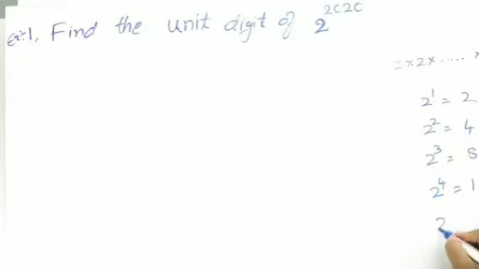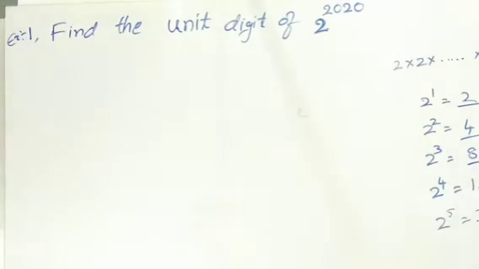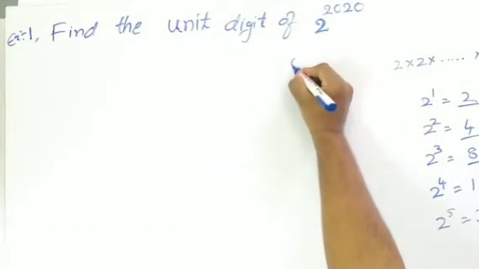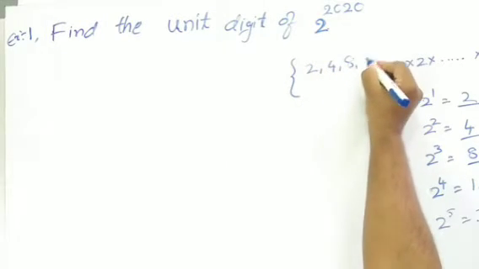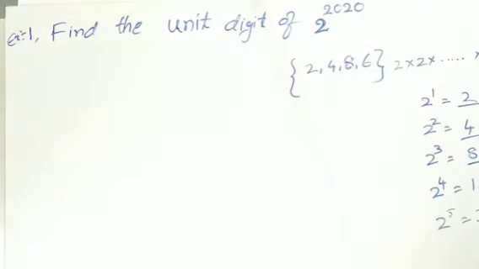Suppose 2 to the power 1, it's 2. 2 to the power 2, it's 4. 2 to the power 3, it's 8. 2 to the power 4, it's 16. 2 to the power 5, it's 32. So once again the 2 is repeating. So the unit digits are 2, 4, 8, 6. 4 digits will come. Write them in the same order. You should not change it. If you change, then you will get a different answer.